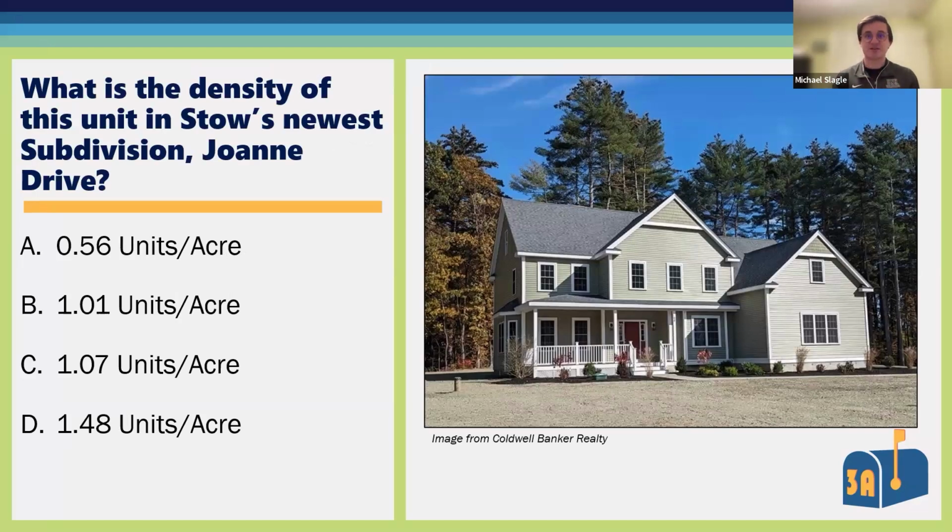So this is our first example. This is the newest subdivision in Stow, Joanne Drive. This picture here is a 1-unit building. And this building was built in a planned conservation district, which means it can have a little bit smaller lot size than what's allowed in the zoning bylaw. Right now the zoning bylaw allows for 1.5 units per acre, so this would be a little bit smaller than that. We have 4 options here. What density do you think this could be?